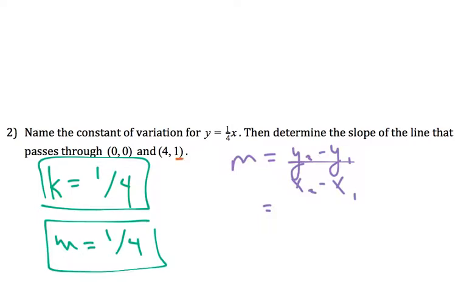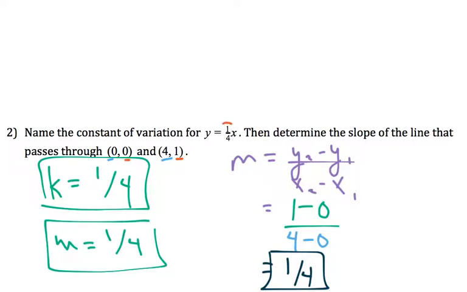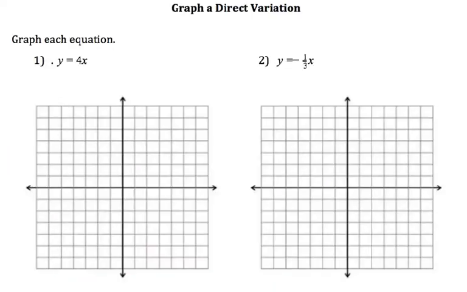I think of that as y2. I think of that as y1. So I'll write 1 minus 0 over, well, I think of this as x2 and that as x1, over 4 minus 0. And when I simplify that out, it agrees with my constant of variation, and it agrees with the slope that we knew was just in front of the variable. Graph each equation. Well, here's what's unique about all of these different problems. They always go through the origin.